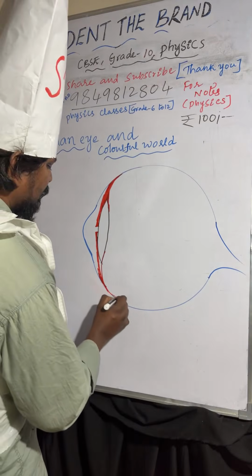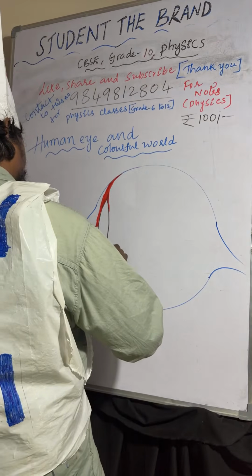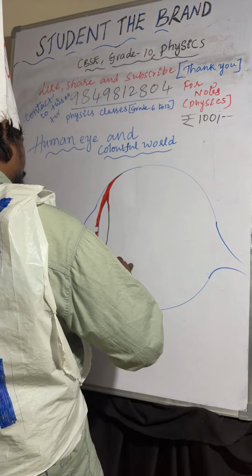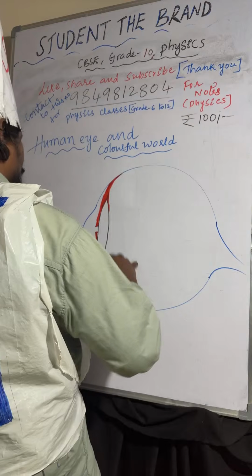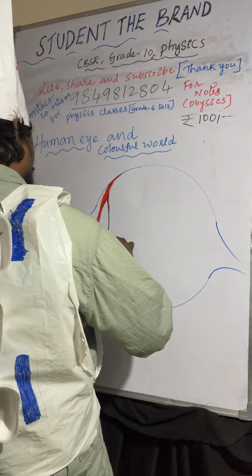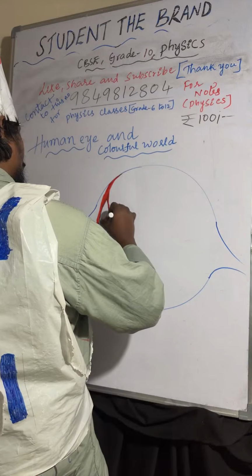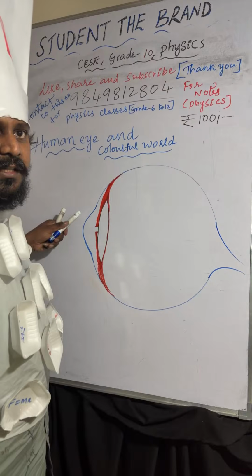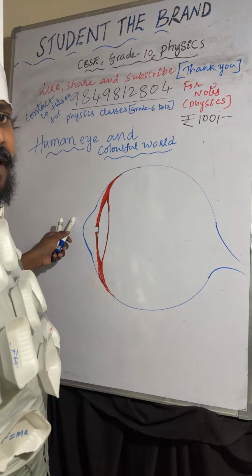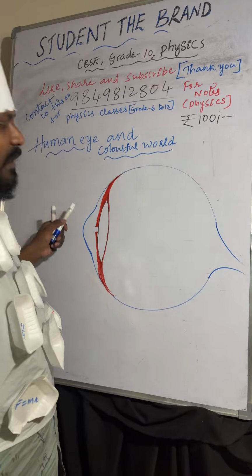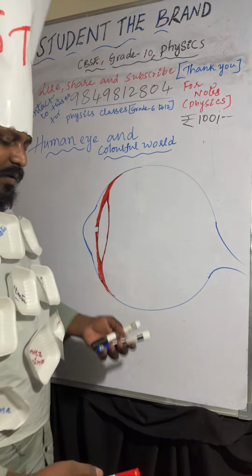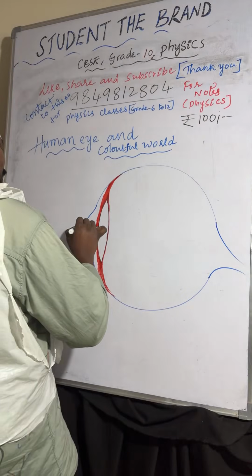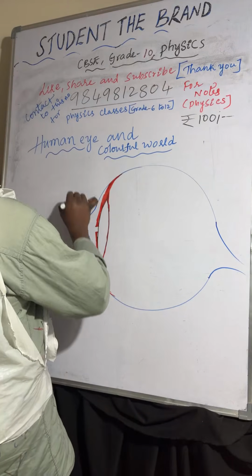Okay, so like this. And here you can observe the frontal layer, the protective layer, where most of the refraction takes place at this part. Okay, so now we'll label the diagram.